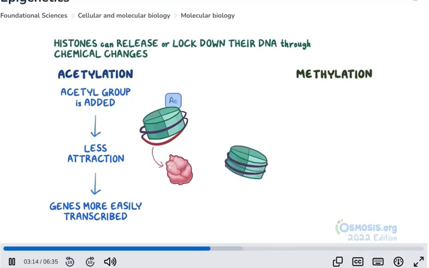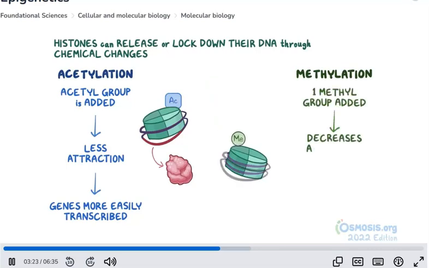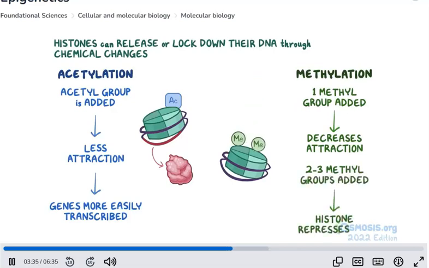Methylation, on the other hand, can both increase and decrease transcription, depending on how many methyl groups are added. If only one methyl group is added to the histone, this decreases the attraction between the DNA and the histone, so the genes are easily accessible. But interestingly, if 2 or 3 methyl groups are added to the histone, it will repress or lock down the DNA, preventing the transcription of those genes.